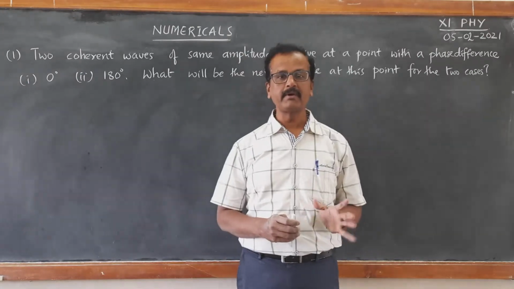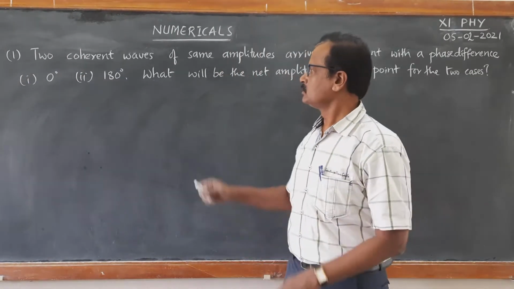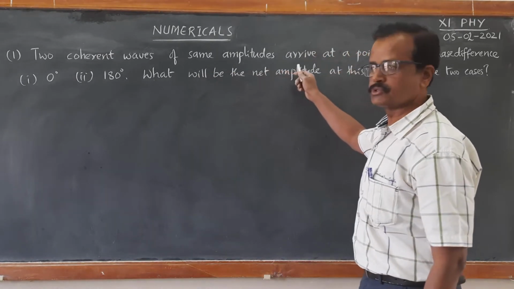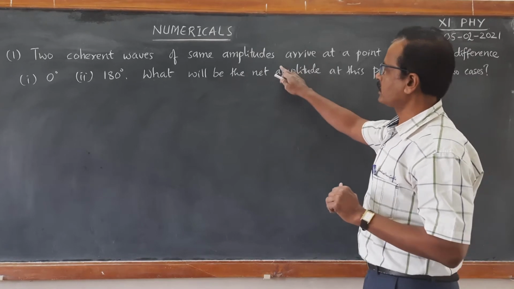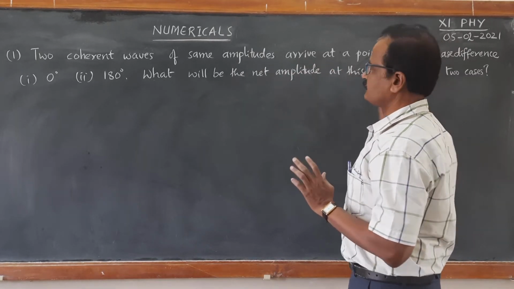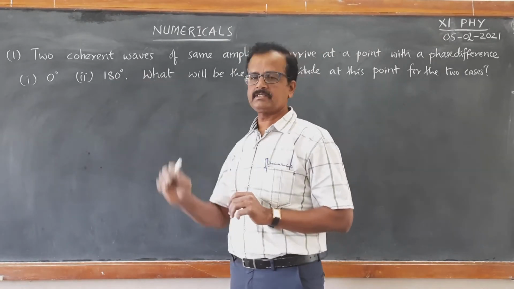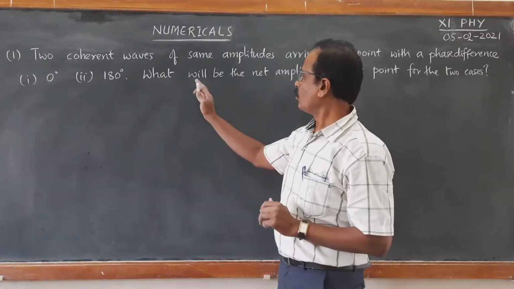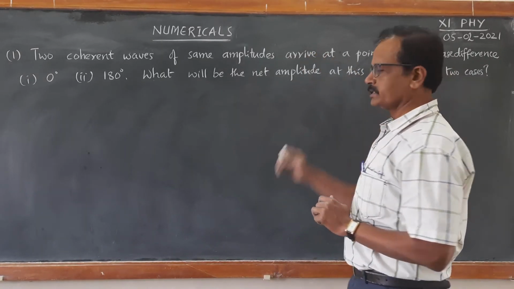Let us solve some numerical problems as a part of revision classes. Two coherent waves of the same amplitude arrive at a point with the same phase difference. In the first case, 0 degree. In the second case, 180 degree. What will be the net amplitude at this point for the two cases?